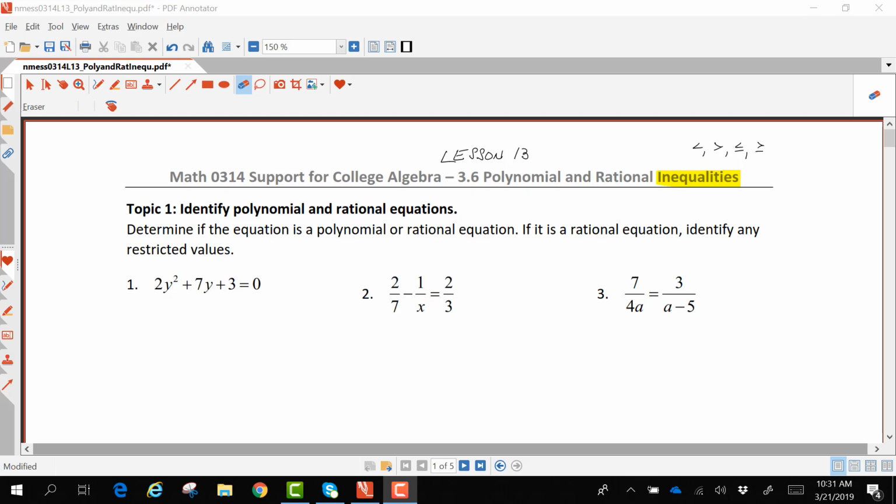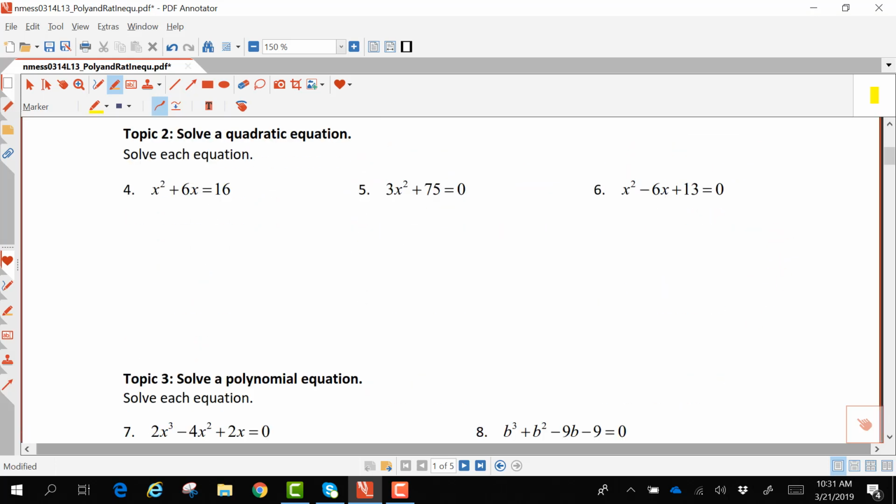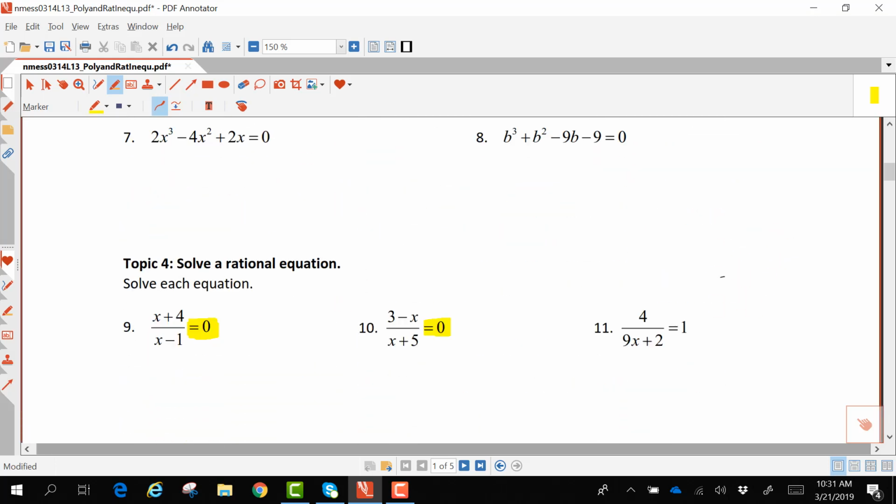Welcome to today's lesson on polynomial and rational inequalities. I have the word inequality highlighted to be sure you understand that an inequality will involve the symbols of less than and greater than. I will begin this lesson by scrolling down to topic 4.